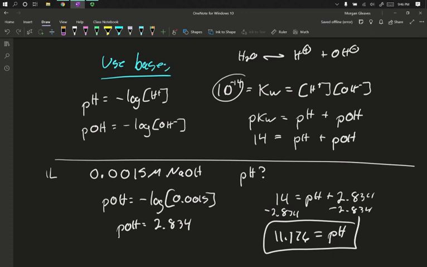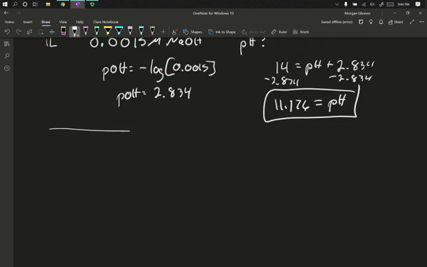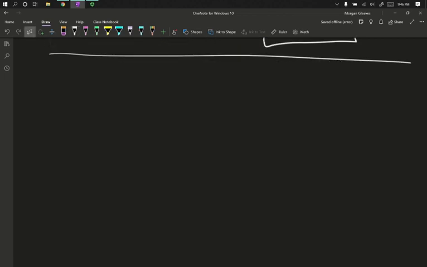In situations where you're looking at a solution that contains a base, solving the pOH and using that to find the pH is the simplest means by which to identify the H plus concentration. Well, for a strong acid and base, that's fairly straightforward. What about a weak base?